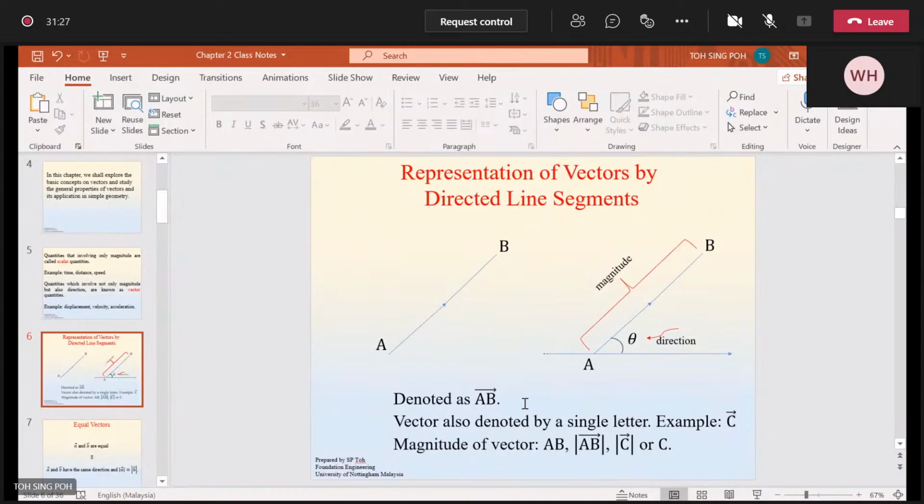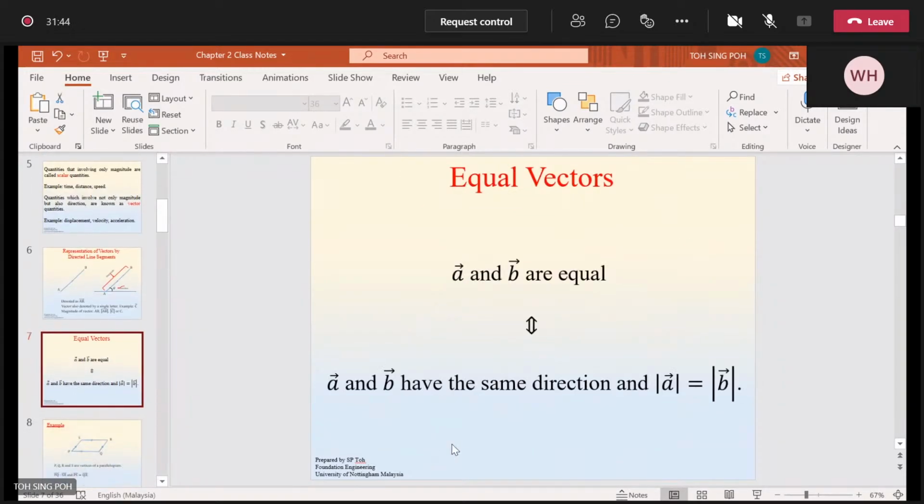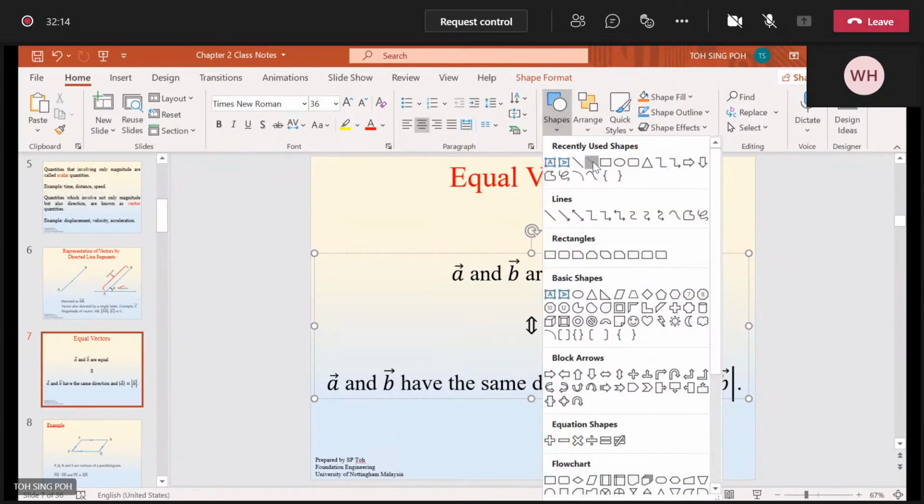Again, for the direction, you need to write down or specify the angle between the vector and the x-axis. Two vectors are equal if and only if, you still remember these symbols, these two vectors have the same direction and the same magnitude. This one means magnitude. Vector a and vector b, now using single small letters, are equal if their magnitudes are the same and their directions are the same, just like the example I gave you just now.